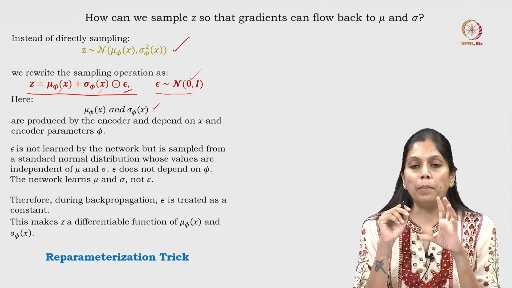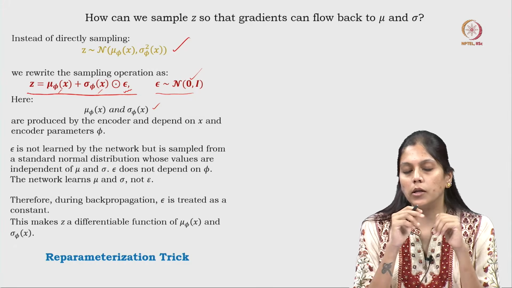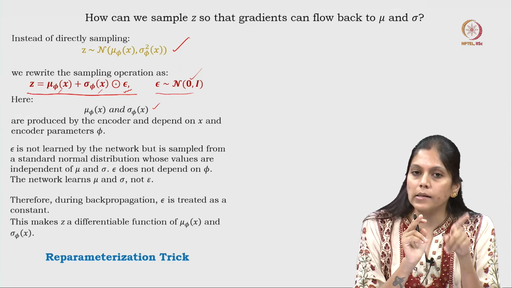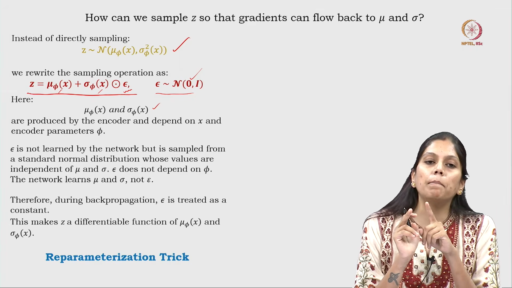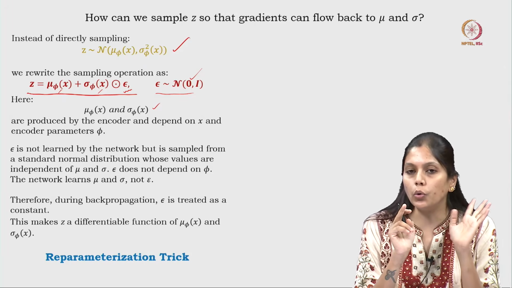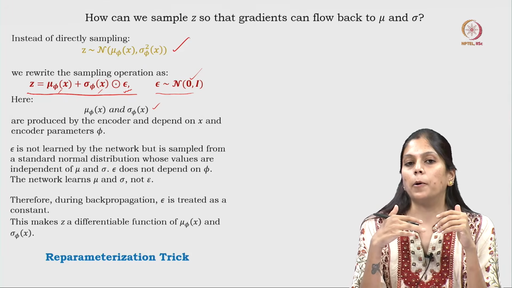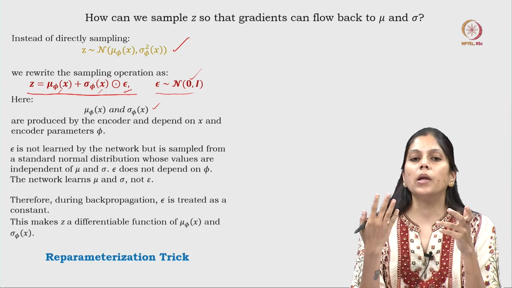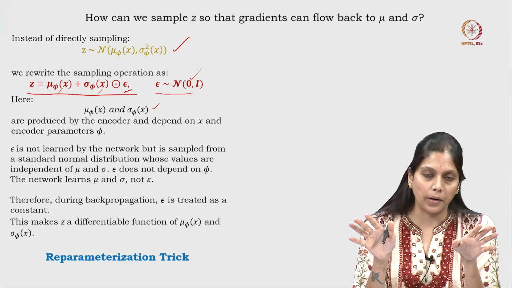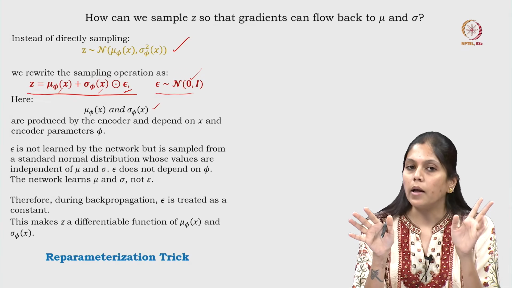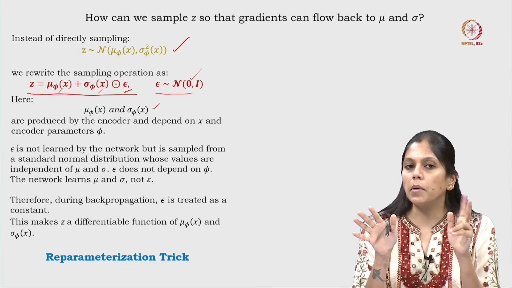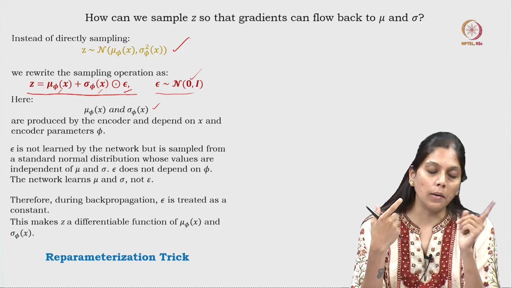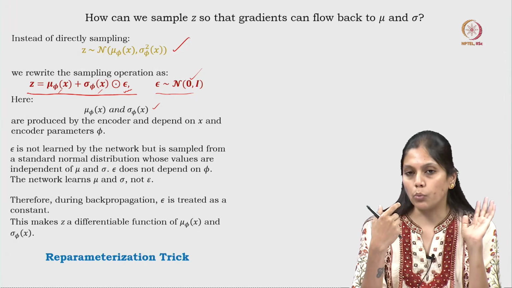Epsilon is sampled from, once again, a normal or a Gaussian distribution. Now again there is a randomness. Yes, there is a randomness, but that randomness is completely independent of those two terms. And during backpropagation, this is treated as a constant. This is something which the model need not learn, because it is totally independent, and those two parameters, mean and standard deviation, depend on the input x and then the parameters, that is weights and bias.